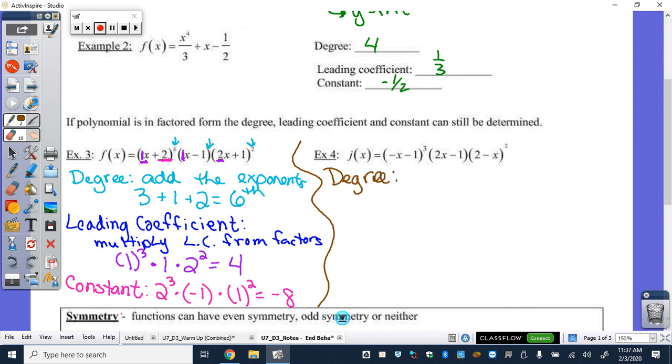All right, so let's try it again with the next one. So again, inside all of our parentheses, exponent of 1. To figure out our degree, we're just going to add all those exponents on the outside. So 3 plus 1 plus 2. This one ends up being a 6th degree again. Not always going to end up being a 6th degree. That's just coincidence.